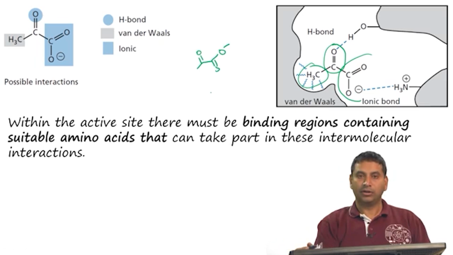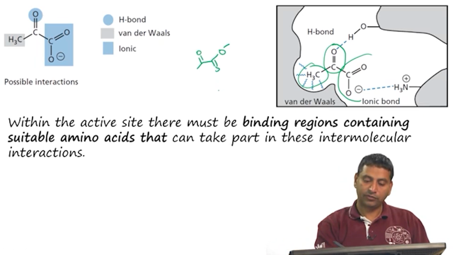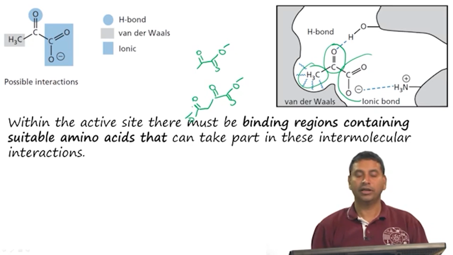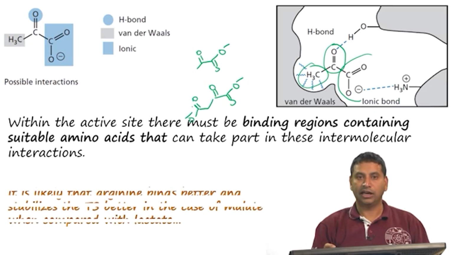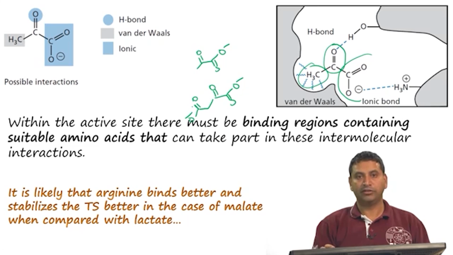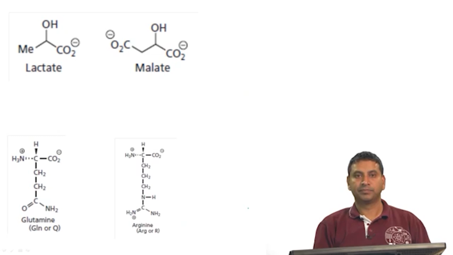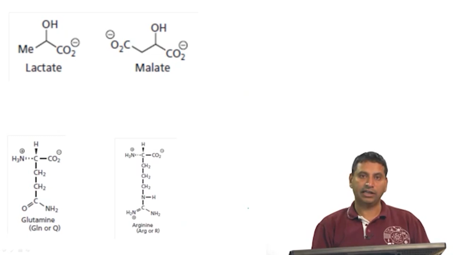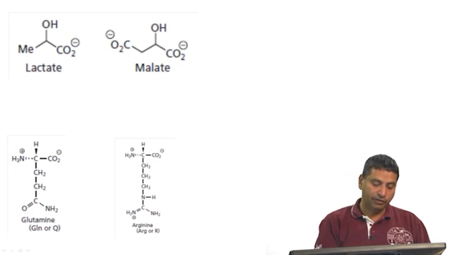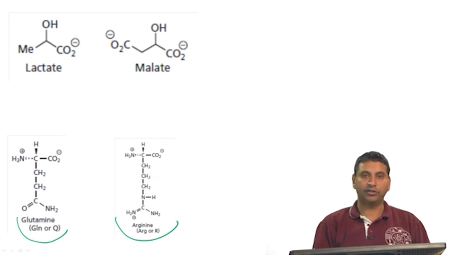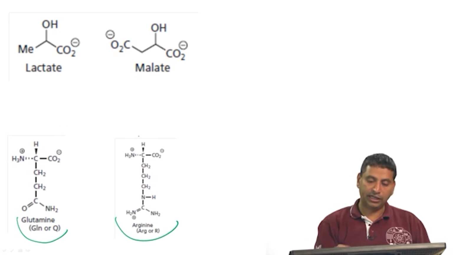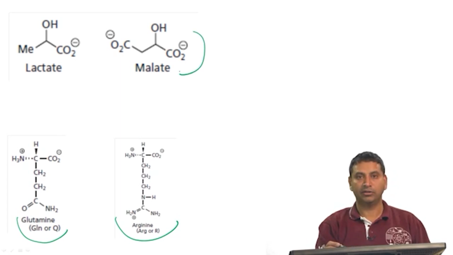Okay. Our data tells us that the reaction of this is much faster when compared to the other. So, it is possible that the arginine binds better and stabilizes the transition state better in the case of malate when compared to the lactate. These are the structures of lactate and malate as shown here, and when we mutate the glutamine residue to the arginine residue, it is quite likely to bind to the carboxylate much better when compared to glutamine.